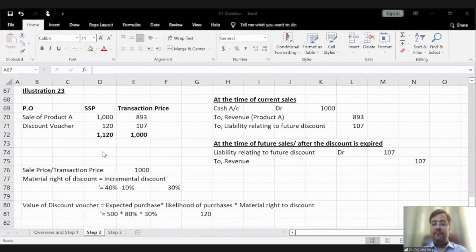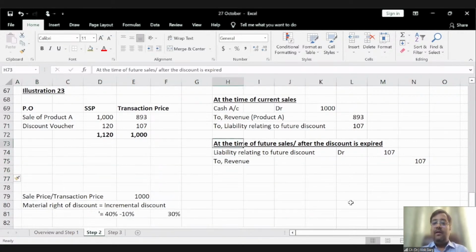Thanks, Radhika. Sumit is saying the crux is that at the time of issuing the voucher, liability has to be recognized. You are right, Sumit, if there is an option to provide additional discount or material discount. Ashwini is asking what will be the second sales entry. Okay.